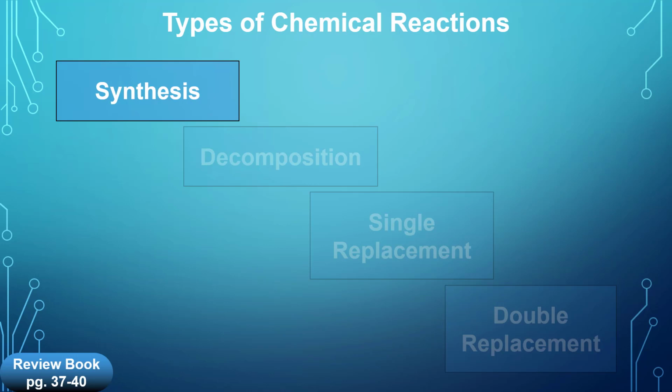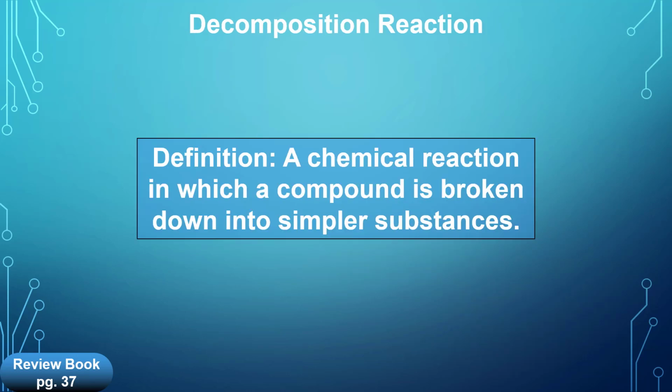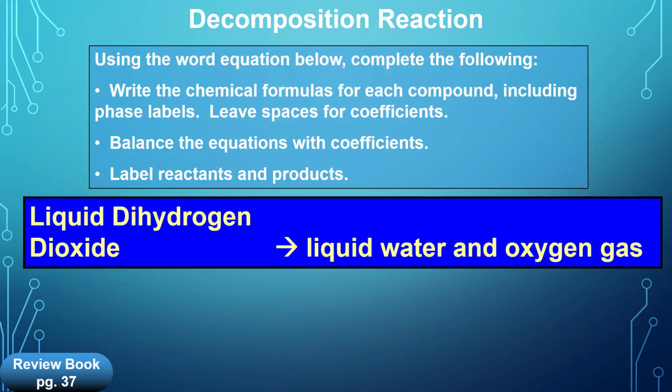All right, so we talked about synthesis reactions. Let's talk about decomposition reactions. A decomposition reaction is the opposite of a synthesis reaction. Whereas in synthesis, substances were coming together, a decomposition reaction is when a compound breaks down into simpler substances. Those simpler substances could be elements, or smaller compounds, or a combination, like an element and a compound. So let's take a look at one of those. Liquid dihydrogen dioxide breaks down into liquid water and oxygen gas.